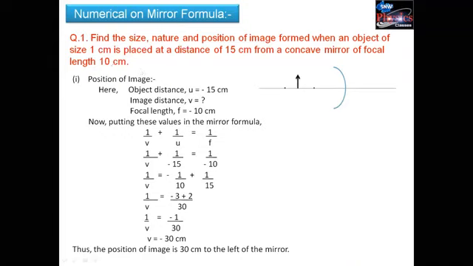Now we have some numerical problem based on mirror formula and linear magnification. Okay, the very first question is find the size, nature, and position of the image formed when object size is 1 centimeter and distance from mirror is 15 सेंटीमीटर. ओके, हम लोगों ने यहाँ पे तीन चीजों को फाइंड करना है, नेचर, साइज एंड पोजीशन ऑफ द इमेज.